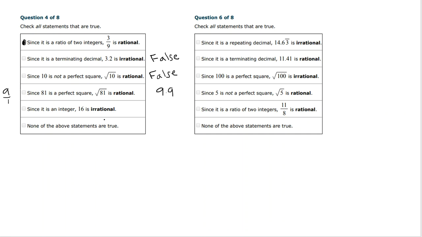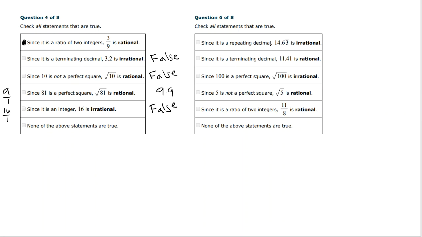Since it is an integer, 16 is irrational. False, false, false. Okay? All integers can be written as a fraction. To write 16 as a fraction, we would do 16 over 1. Since it can be written as a fraction, it would be rational. Okay? Let's go ahead and look at one more of these.